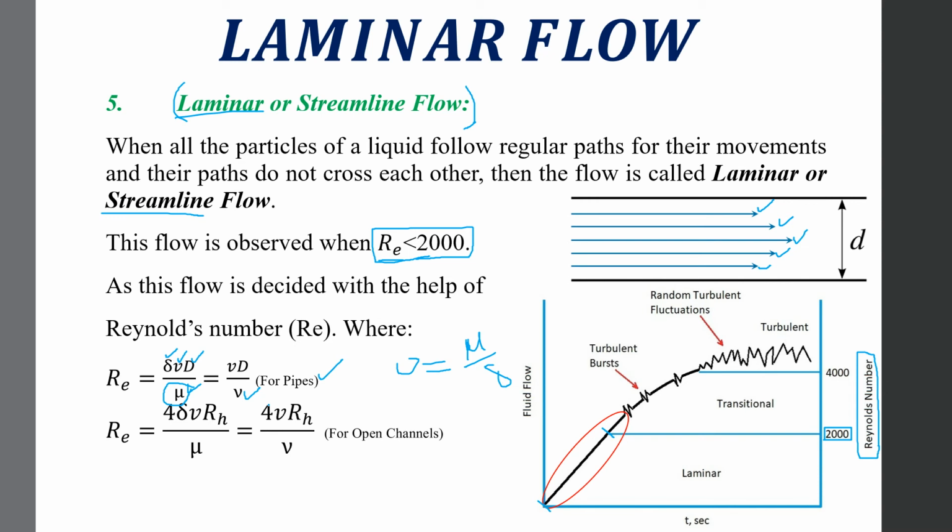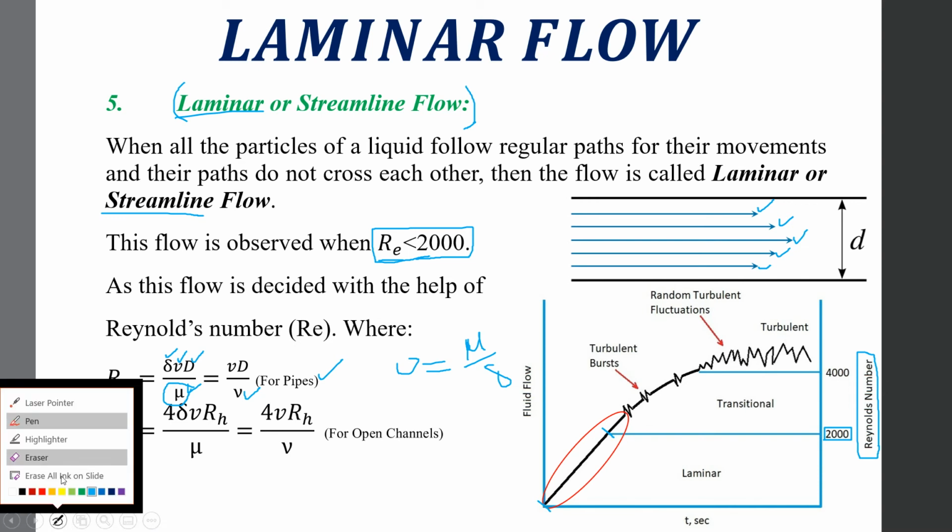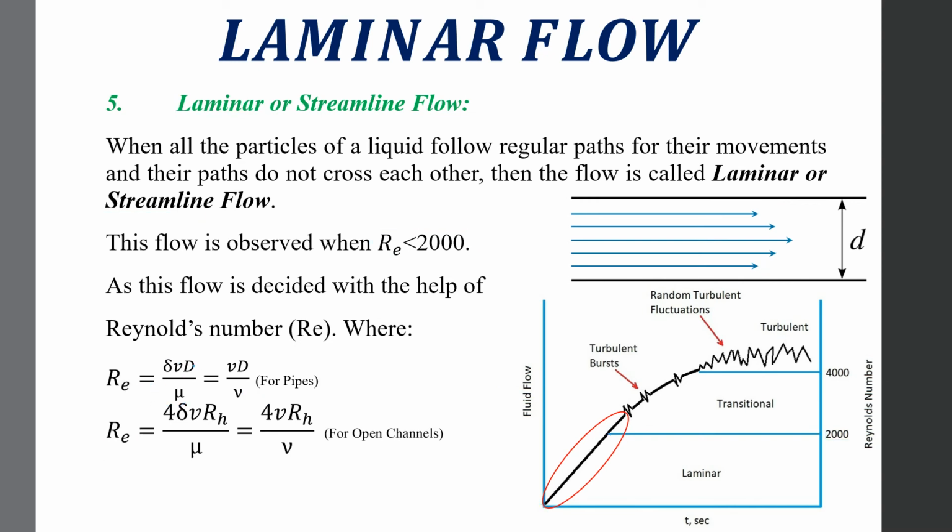For open channel flows, there is some difference in the formula: you change this D by the hydraulic radius of the channel. D is replaced by 4Rh. This Rh is the hydraulic radius. This hydraulic radius in open channel is calculated as area of flow to the wetted perimeter of flow. We will discuss these things inshallah in the next video. So for open channel flows, this is the Reynolds number formula with dynamic viscosity, and this one with kinematic viscosity.